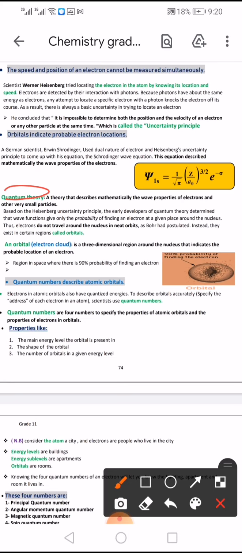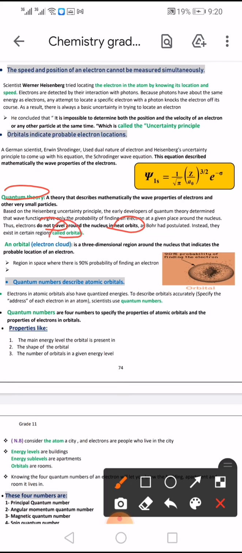Quantum theory. What's meant by quantum theory? Quantum theory is a theory that describes mathematically the wave properties of electrons and other very small particles. Heisenberg's uncertainty principle, the early development of quantum theory, determined that the wave function gives only the probability of finding an electron at a given place around the nucleus. Electrons do not travel around the nucleus in a fixed orbit as Bohr had postulated. Instead, they exist in a certain region called an orbital.